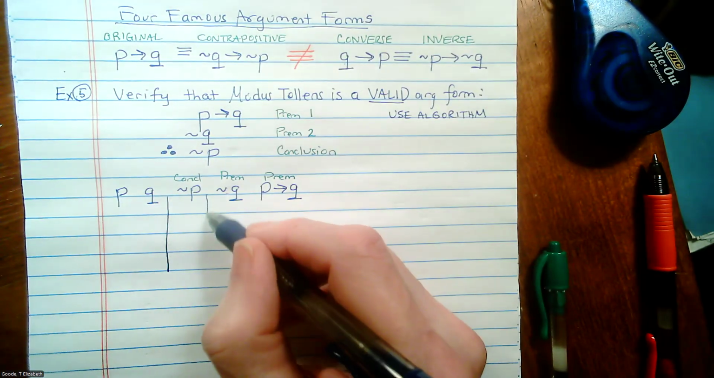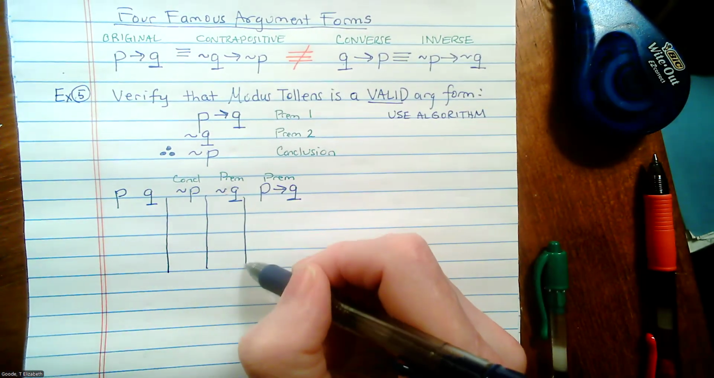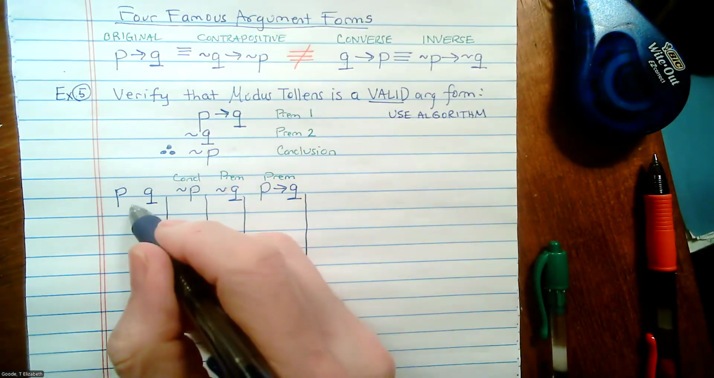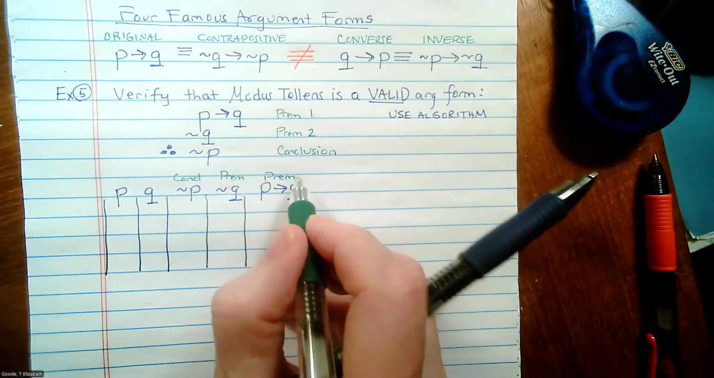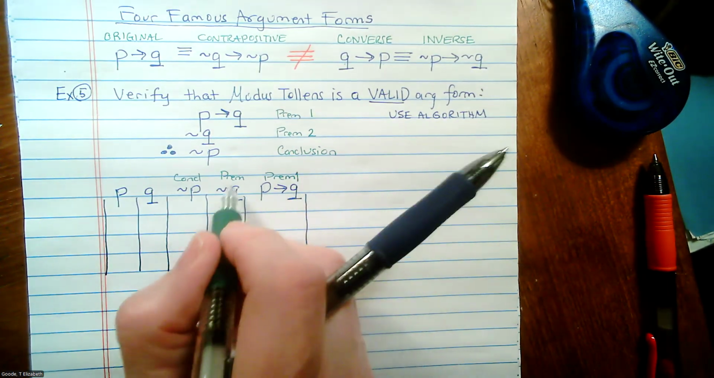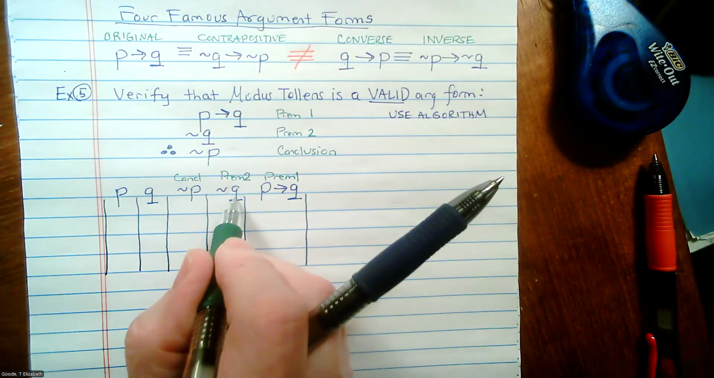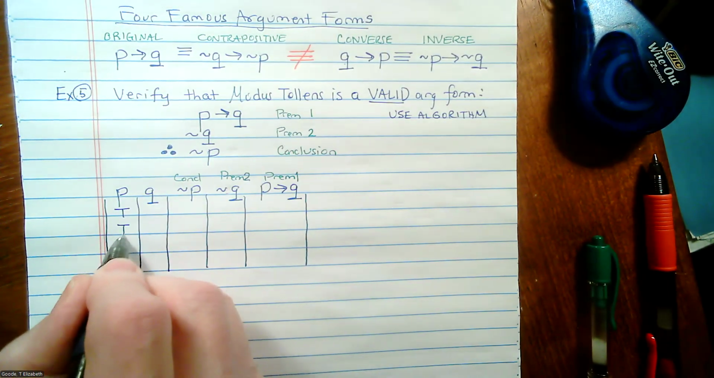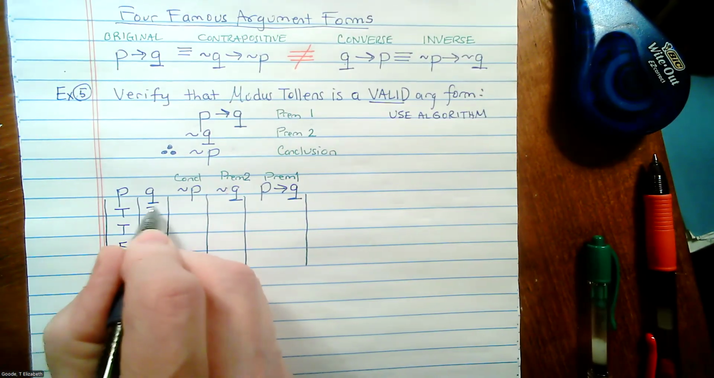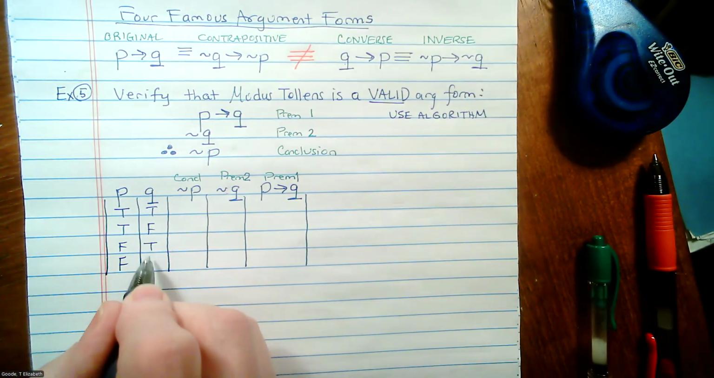I'm going to do it efficiently because when you're writing the test, you probably are not going to want to rewrite any columns. All right, so we've got premise 1 here, if P then Q. We've got premise 2, which is not Q, and we've got the conclusion, which is not P. Okay, under P, it's true, true, false, false. Under Q, it's true, false, true, false.